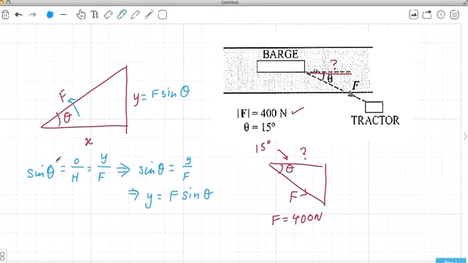And you can probably figure out what the other one is going to be, what the x is going to be. Here it's the adjacent. Cos of theta is adjacent over hypotenuse, which in this case is the adjacent x over the hypotenuse F.